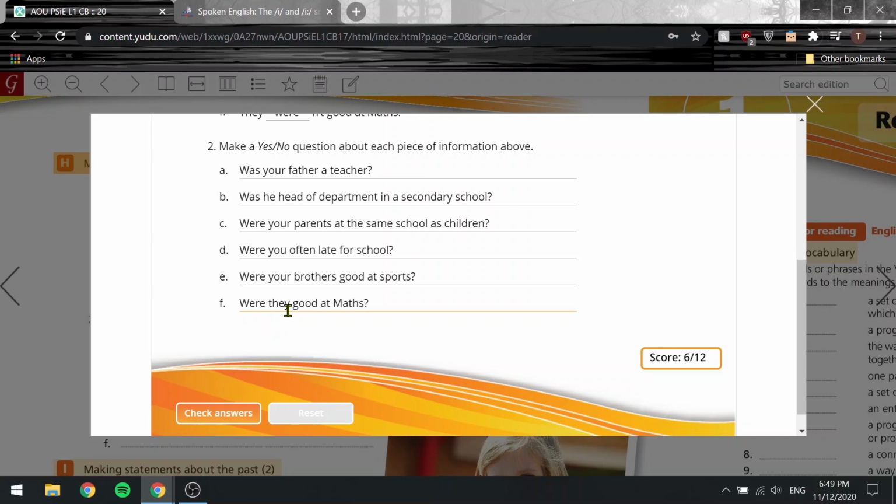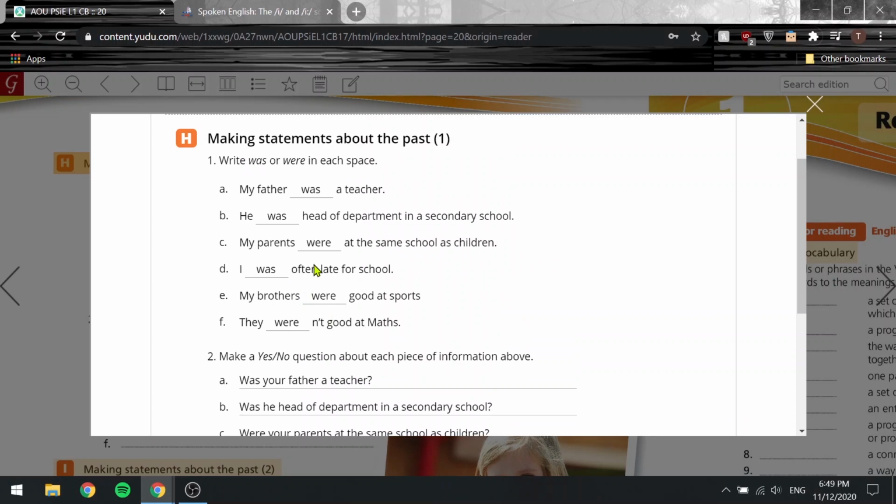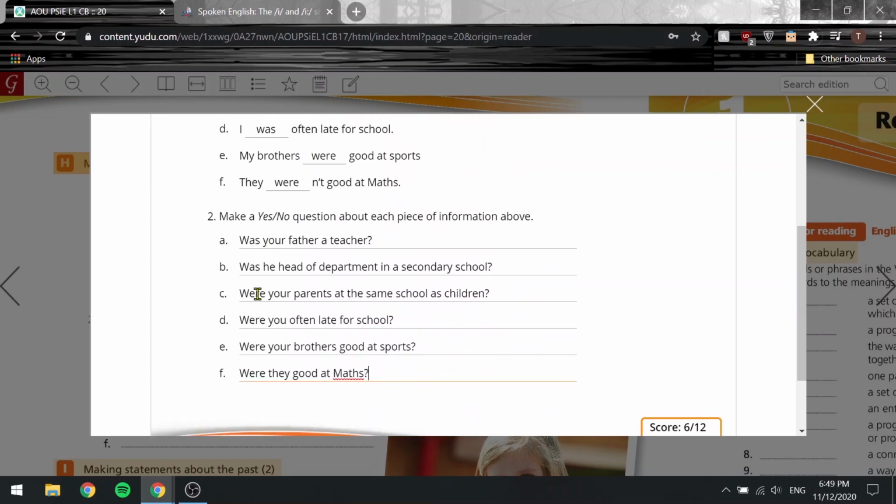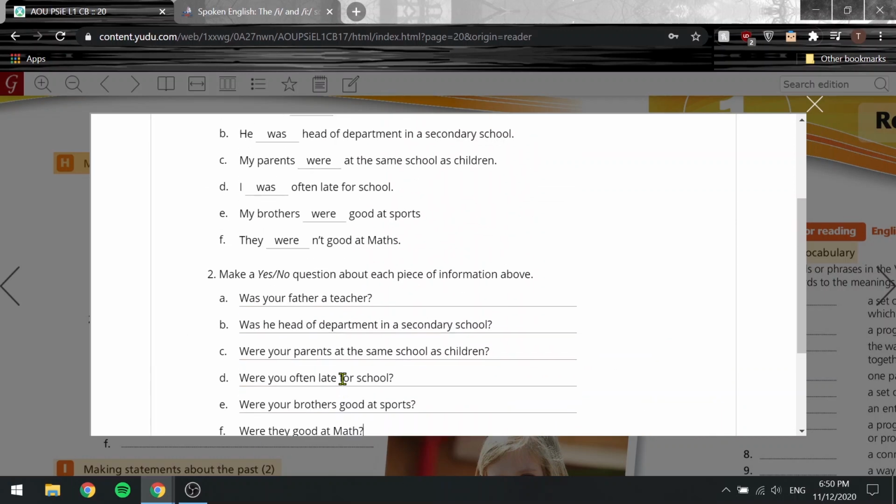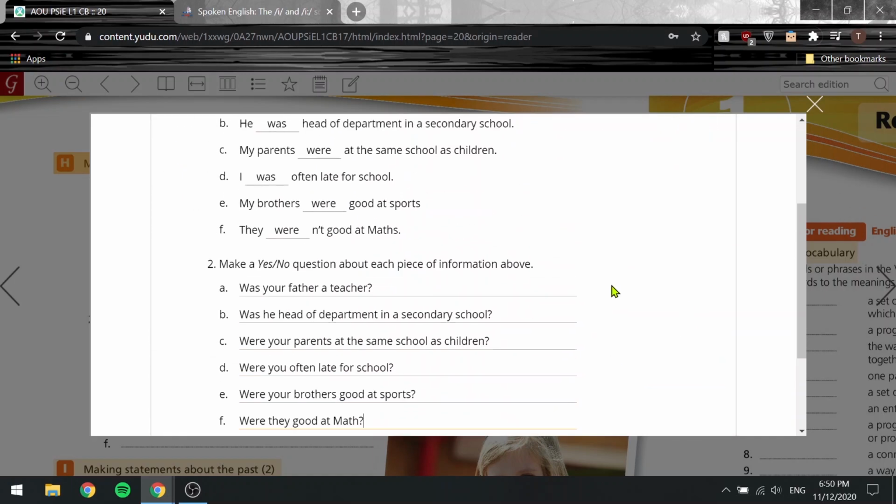Question mark. Okay, so let's do that one more. Let's take a look one more time. Was your father a teacher? Was he head of department in a secondary school? Were your parents at the same school as children? Were you often late for school? Were your brothers good at sports? And were they good at math? Okay, so that was exercise H.